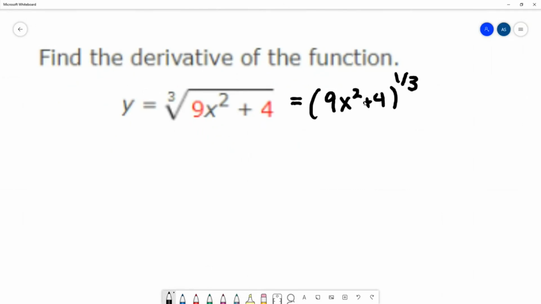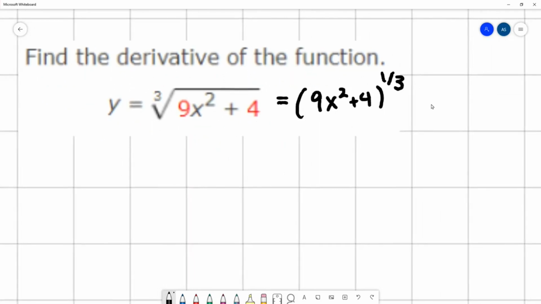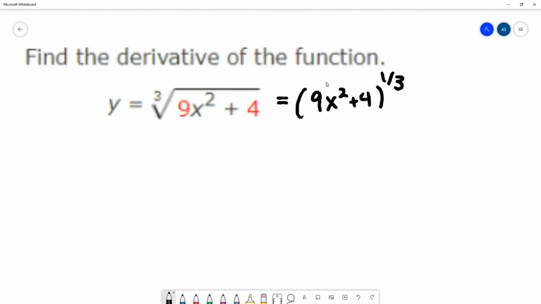So when I calculate this derivative, what I notice is that I have that power, and inside of that power, I have 9x squared plus 4. So when I have one expression inside of another expression, that's my indication that I want to use the chain rule. And just to state it a little bit more clearly, when the expression on the inside is anything other than x, you want to use the chain rule.